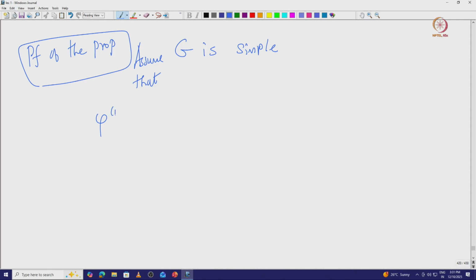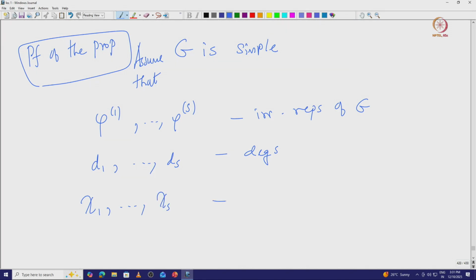Let us fix these notations. Let us call phi 1 through phi s the complete set of representatives of equivalence classes of irreducible representations of G, whose degrees are given by d1 through ds. We can also call chi 1 through chi s their characters. So, this is the notation that I am going to use.